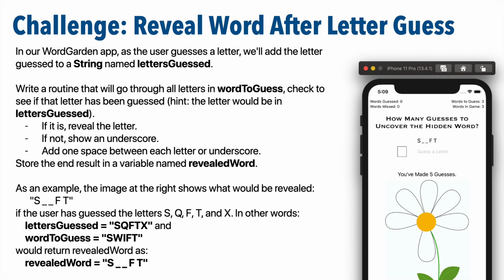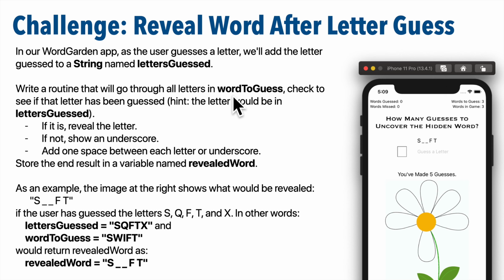Nice! And now we've got our final challenge, the reveal word after last guess challenge, and we're going to use this code in our Word Garden app as well, but we'll first solve the challenge in the playground, and then we'll add the code to Word Garden in the next video. So in our Word Garden app, as the user guesses a letter, we'll add the letter guessed to a string named letters guessed. Now what I want you to do is to write a routine, it doesn't have to be a function, that will go through all of the letters in the variable word to guess, check to see if that letter has been guessed.